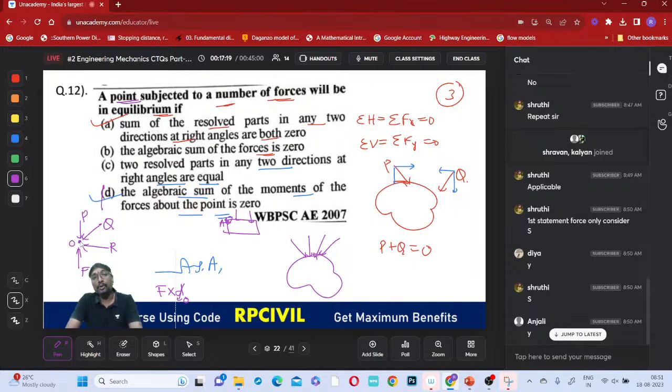Do you need to check the moment equilibrium separately, or no need to check it separately? No need to check the moment equilibrium separately. If you check force equilibrium, it is sufficient. That is why option A only can be the answer, right? Is that clear? Shall I move to the next question?